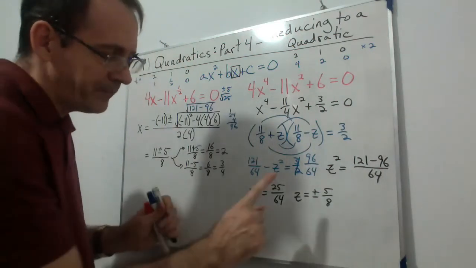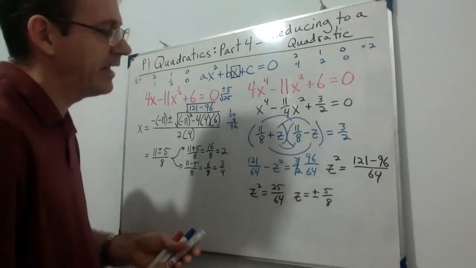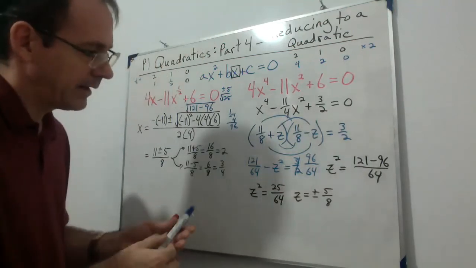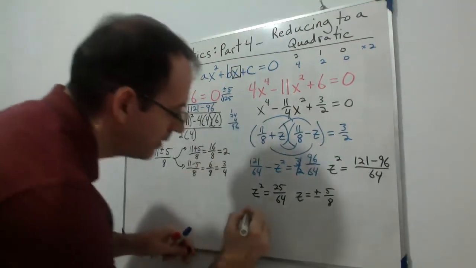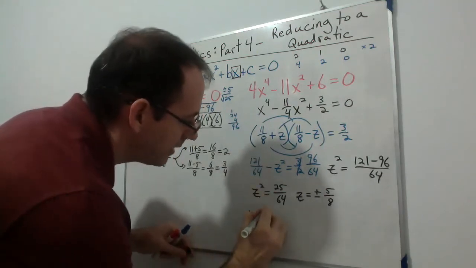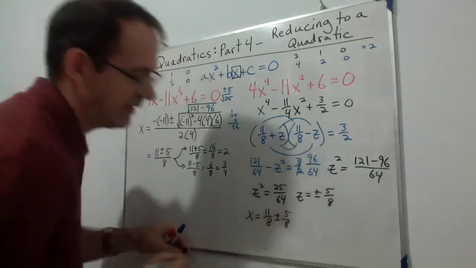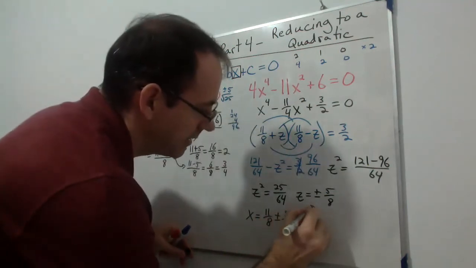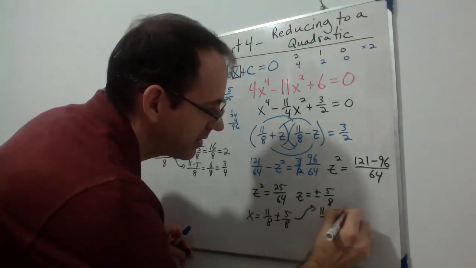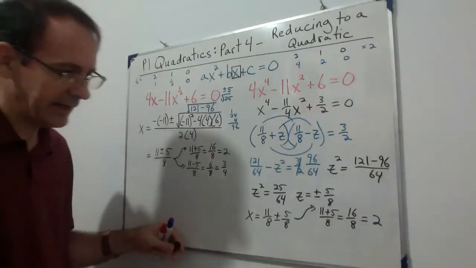Now remember, the z is our symmetry. So we're not there yet. We need to add it to our midpoint. So our x is going to equal 11/8 plus or minus 5/8. So of course, 11 plus 5/8, that's our 16/8, which equals 2. Same answer as we got here.